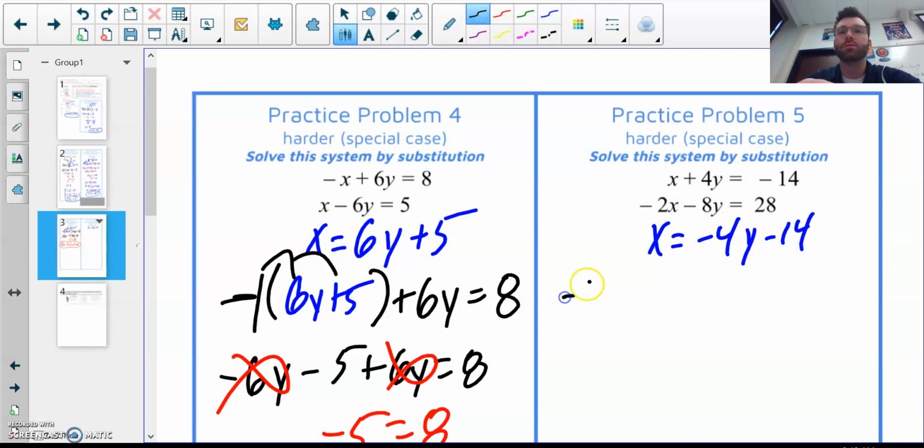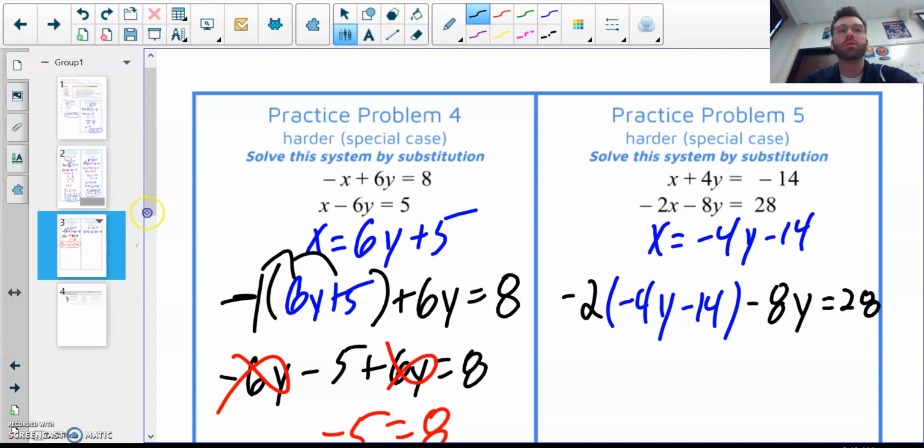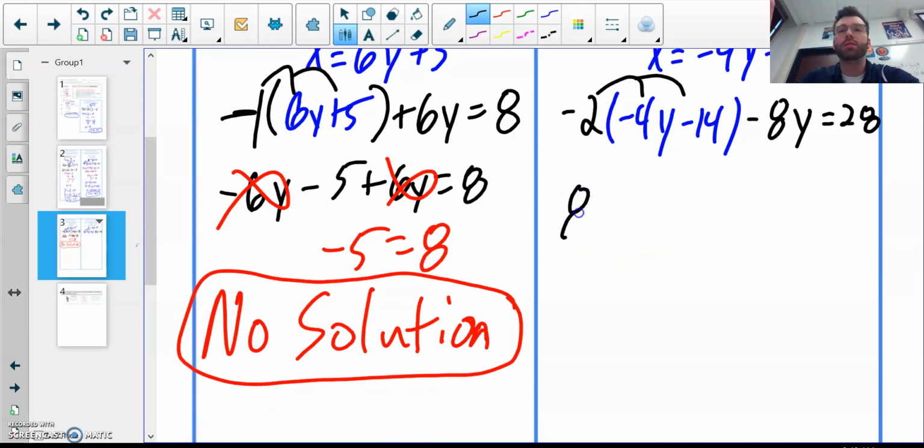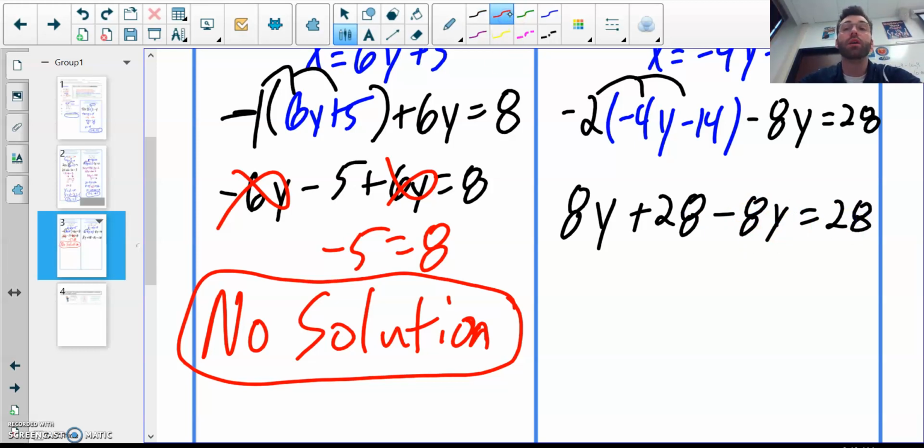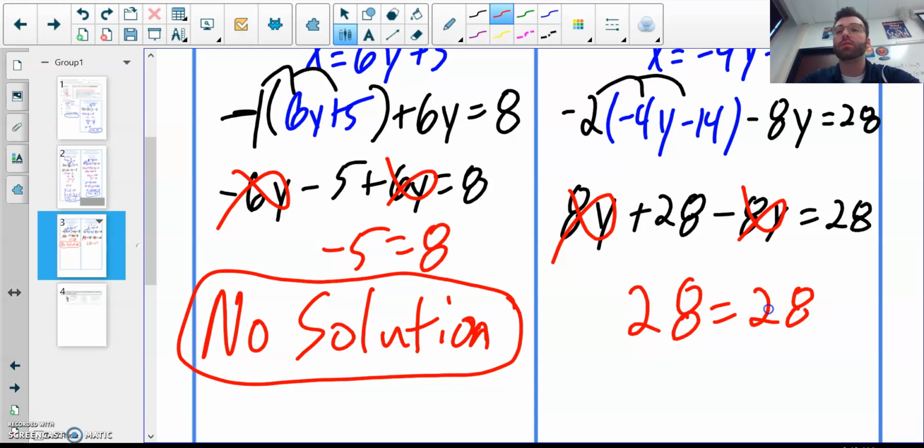So I'm going to substitute that in for my x into my second equation. Distribute that negative 2. So 8y plus 28 minus 8y equals 28. Well, the 8y's cancel, and I get 28 equals 28.